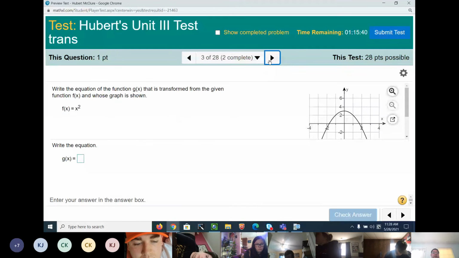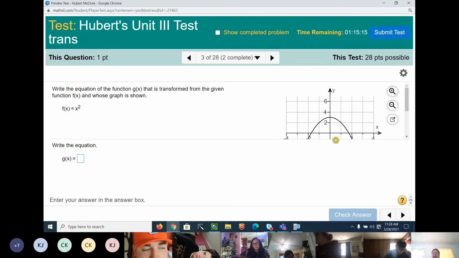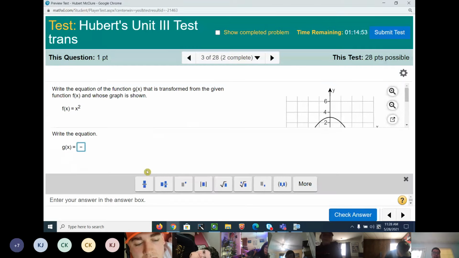What does this say? Write the equation of the function that is transformed from the given function and whose graph is shown. Well, that would be negative x squared. But you've got a vertical shift of 3. And it's opening downward. So it's going to be negative x squared plus 3, something to that effect. The vertical shift is outside the function. Could be it.